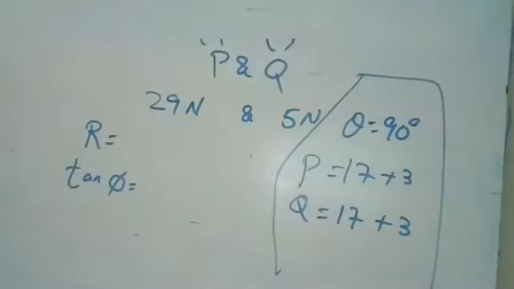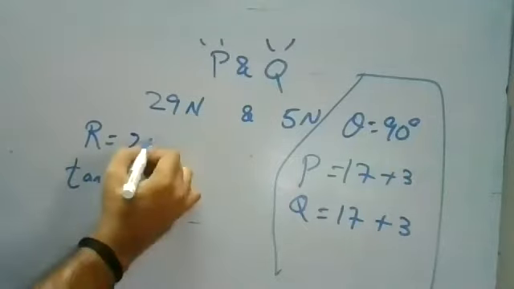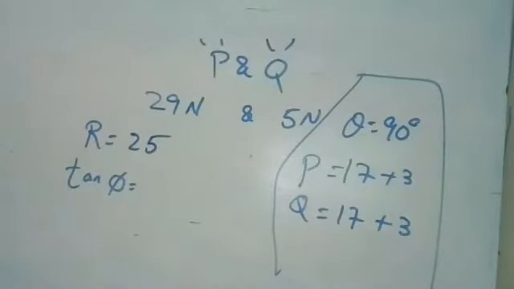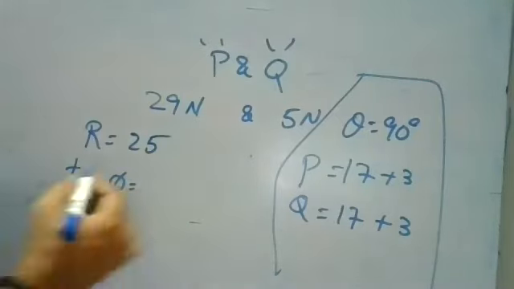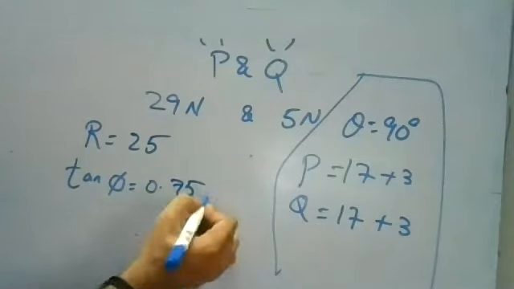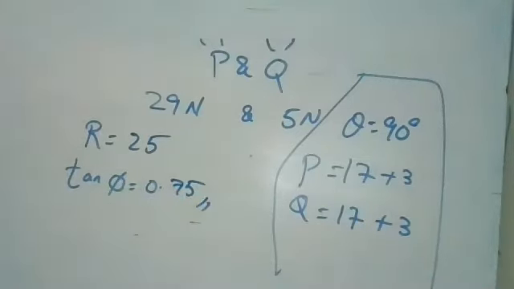Yes, ma'am. R equal to 25. Correct. Tan phi equal to 3 by 4. You can give the decimal point for this one. So it is around 0.75.